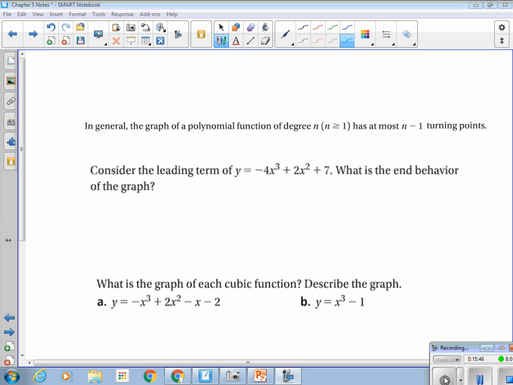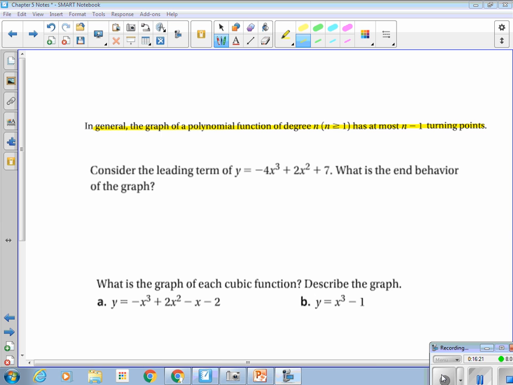So in general, the graph of a polynomial function of any degree has at most n minus 1 turning points. So if I have an x to the 5th power, and you tell me there are 6 turning points, I'm going to say, lie! Because I know that the graph of a polynomial function of degree n has at most n minus 1 turning points.